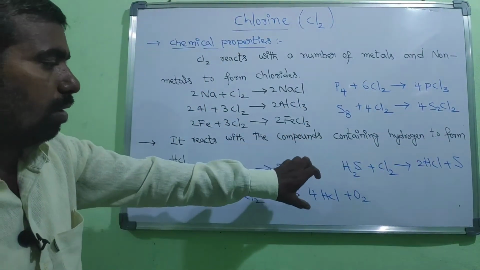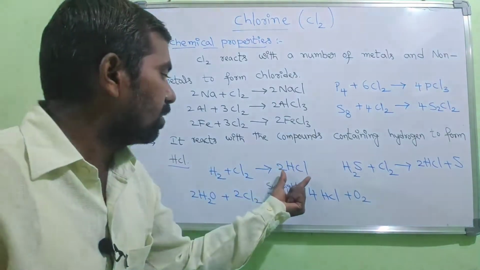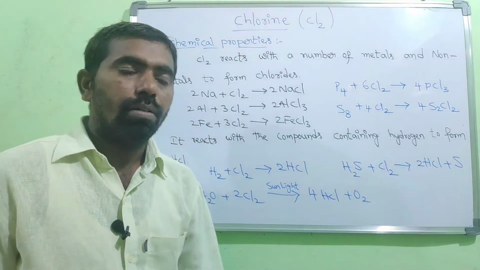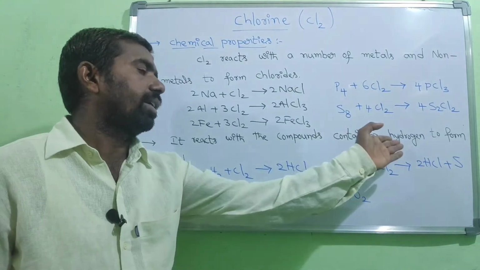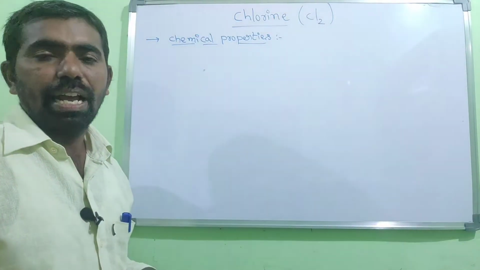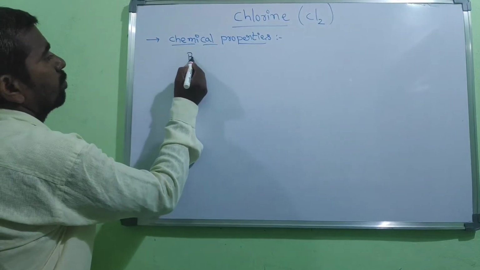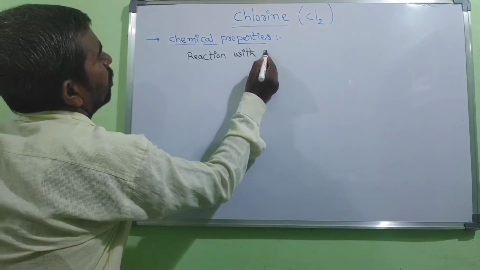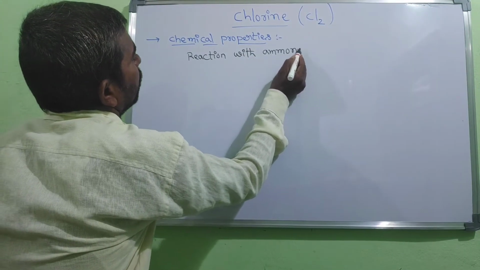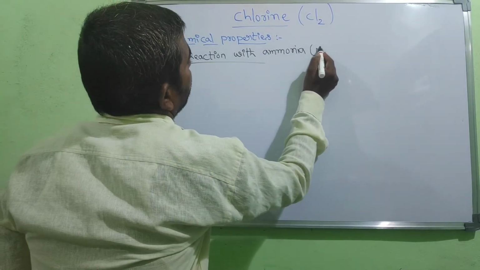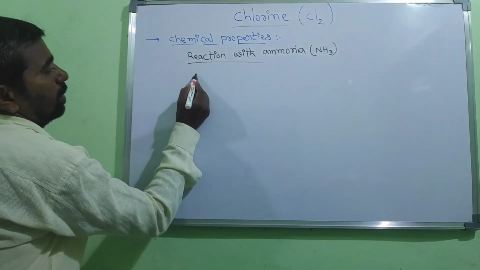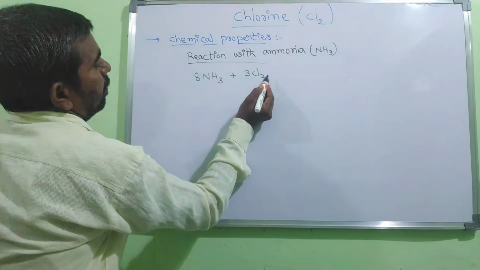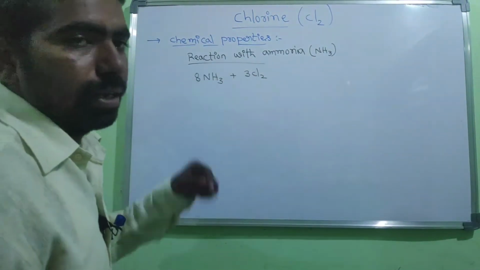In all these chemical reactions, formation of hydrochloric acid or hydrogen chloride takes place. That is about the reaction of chlorine with the compounds containing hydrogen. Next, reaction with ammonia. So here I am writing the chemical reactions which are occurring between ammonia and chlorine.